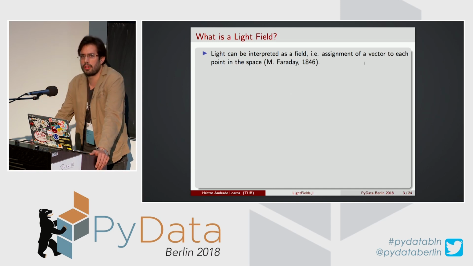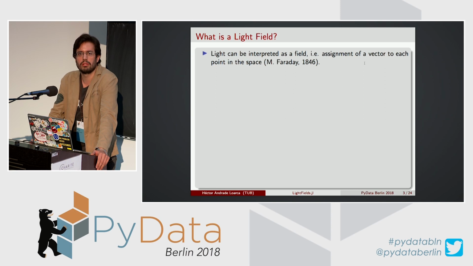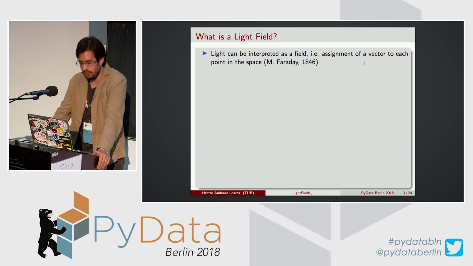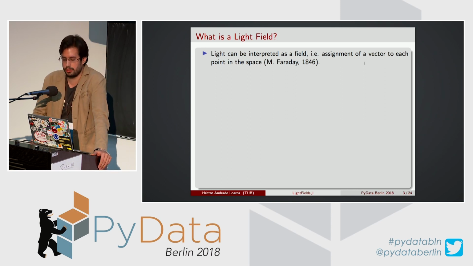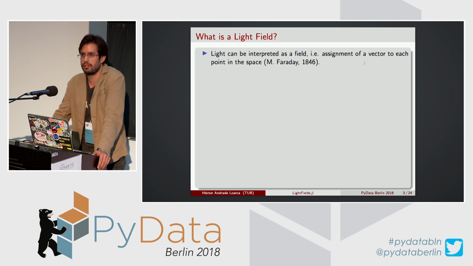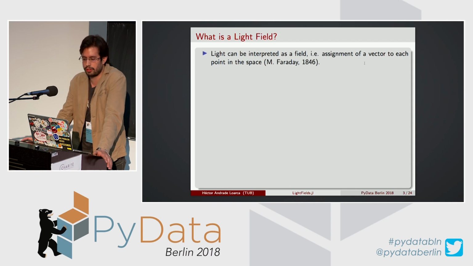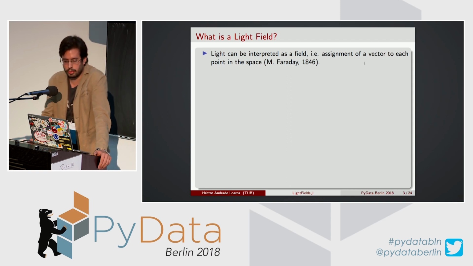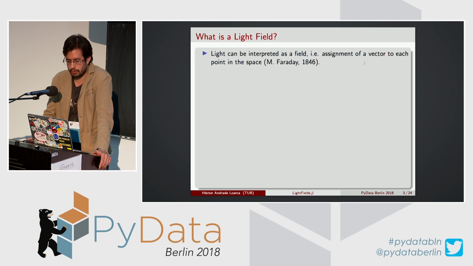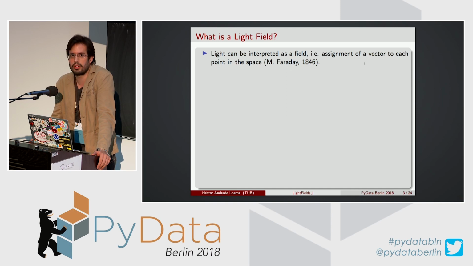How many of you have heard of this light field theory? Maybe none? Okay, cool. This is based on the fact that light can be interpreted as a field. A field is just an assignment of a vector to each point in the space. This was proposed by Michael Faraday. Actually, nowadays we know that light can be interpreted both as a field or as a particle.